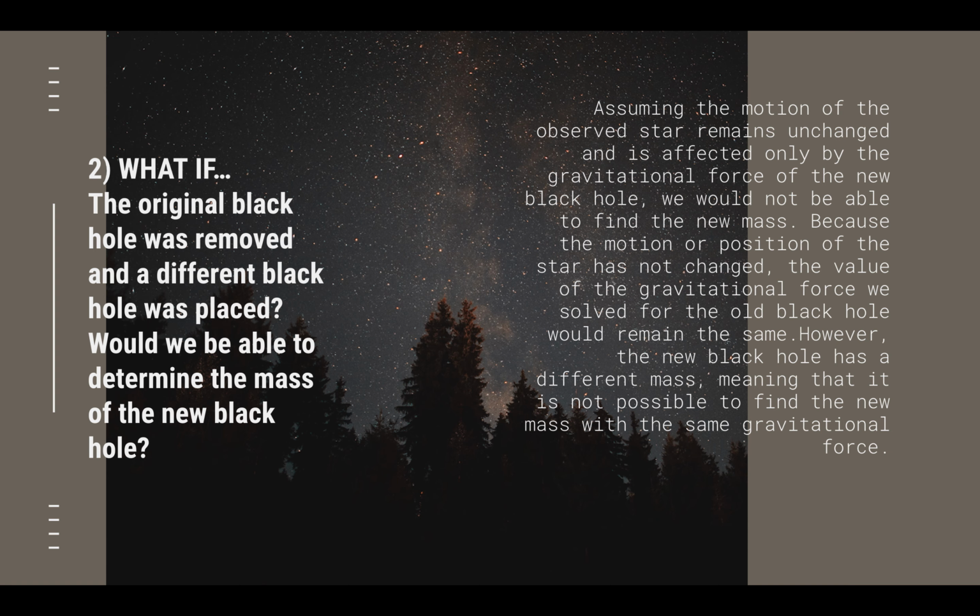If the original black hole was removed and a different black hole was placed, would we be able to determine the mass of the new black hole? Assuming the motion of the observed star remains unchanged and is affected only by the gravitational force of the new black hole, we would not be able to find the new mass. Because the motion or position of the star has not changed, the value of the gravitational force we solved for the old black hole would remain the same. However, the new black hole has a different mass, meaning that it is not possible to find the new mass with the same gravitational force we have used before.